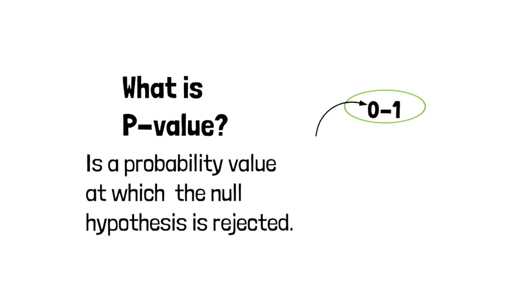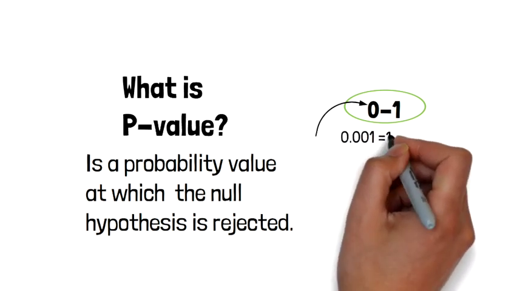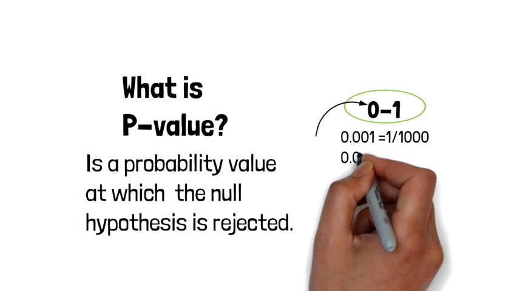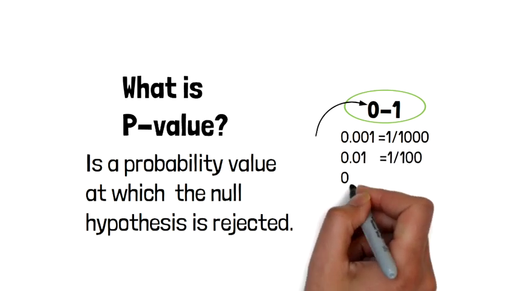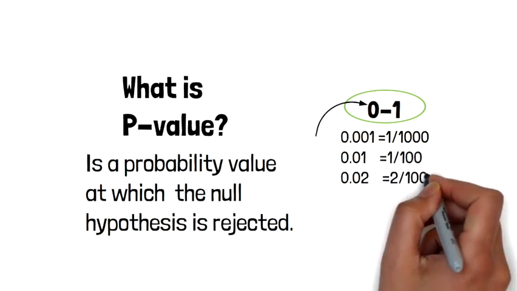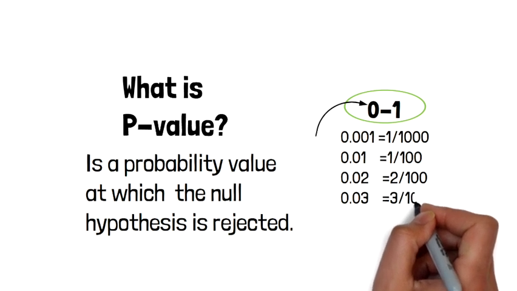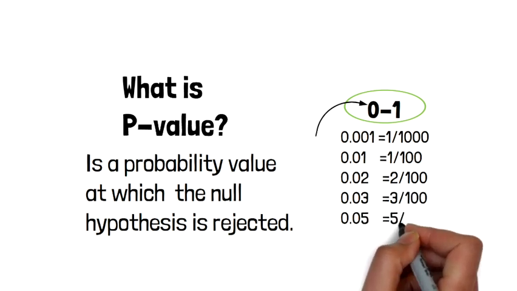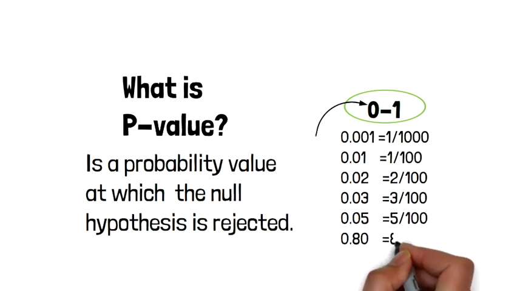Values close to 0 show that the observed difference is unlikely to be due to chance, or it could not have happened at random. For example, p-value 0.001 means 1 out of 1000, 1 out of 100, 2 out of 100, 3 out of 100, 5 out of 100, 80 out of 100, and so on.